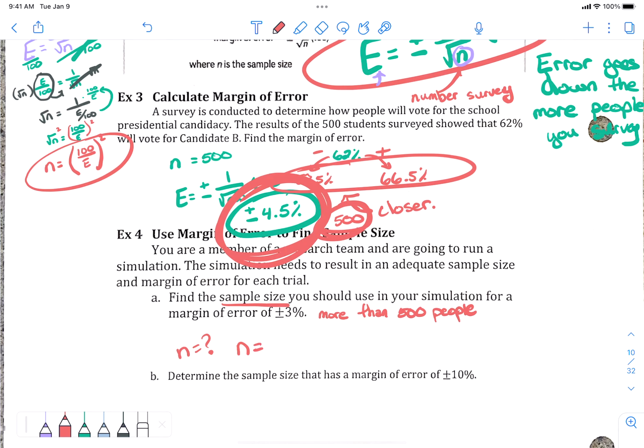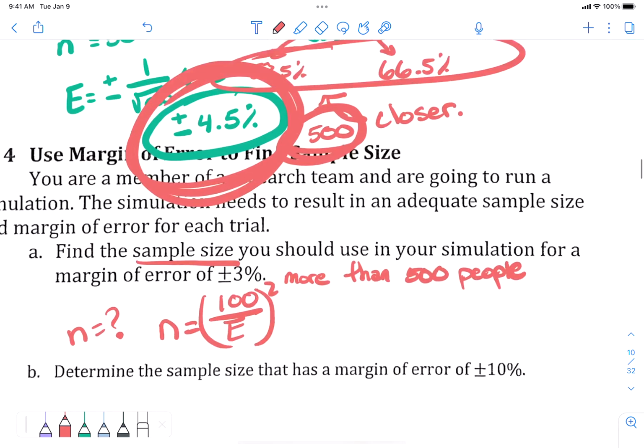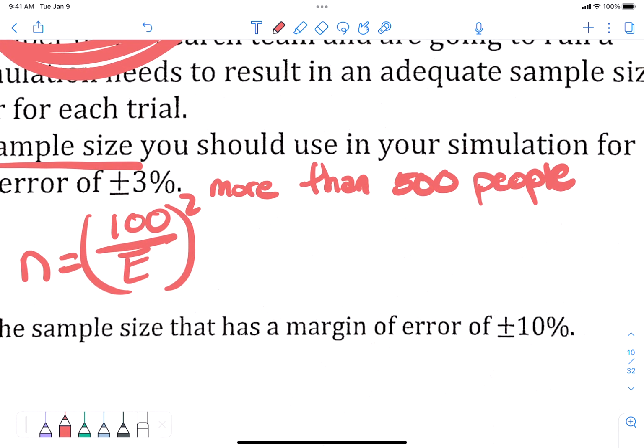Okay, so we're going to use the formula that we just wrote down. N equals 100 over E squared to find my number of people that I need to survey. Okay, 3% is just going to go in for E, so I just put 3 in this spot. Don't convert it to a decimal. That's what the 100 does for you. Okay, 100 divided by 3, and then you square that. How many people do we have to survey? It's 1,111.1 repeating.